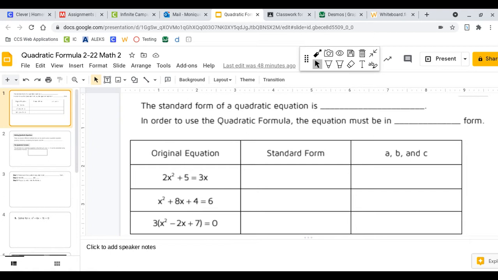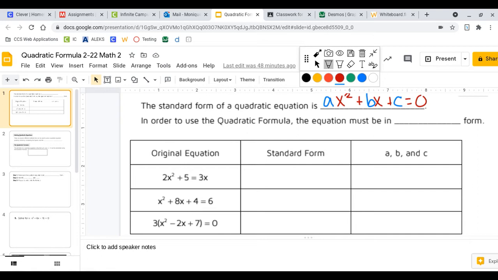In a quadratic equation, the first thing we want to write down is the standard form, which is ax squared plus bx plus c equals 0. This is our standard form. You want to write that nice and big at the top of your paper: ax squared plus bx plus c equals 0.